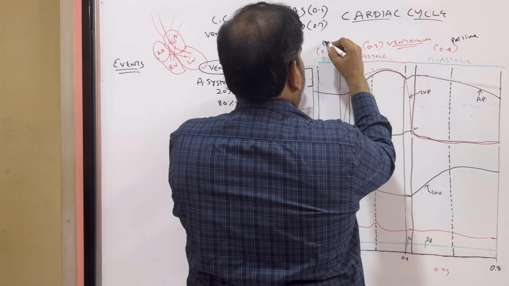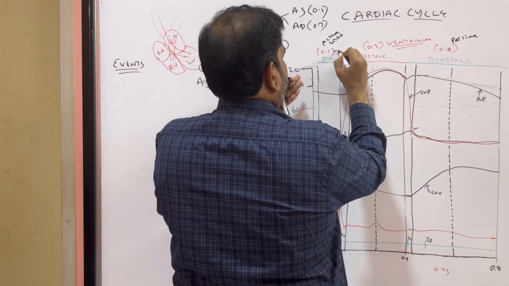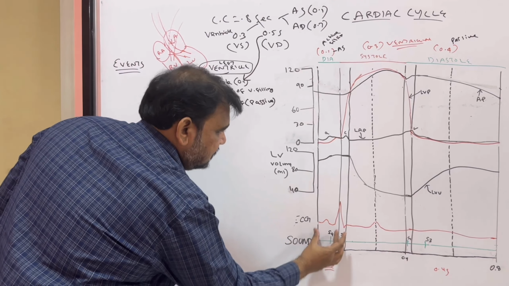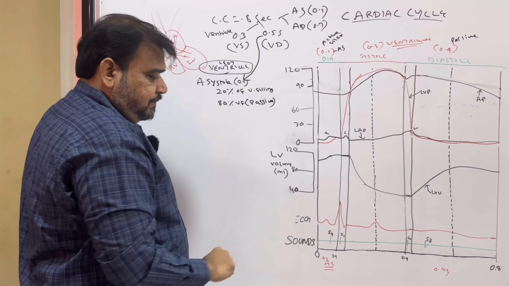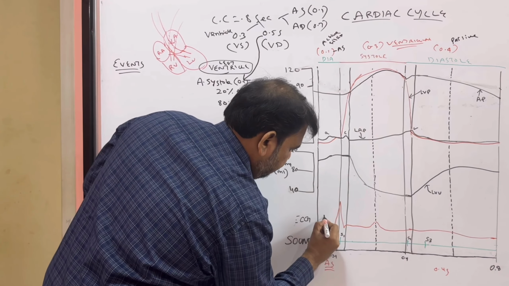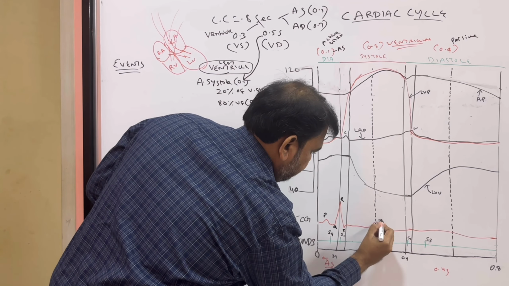This 0.1 is active filling and this 0.1 is atrial systole. That's what I want to explain. Now concentrate on this diagram, concentrate on this alone. This is the ECG. We all know the P wave, Q, R, S, T wave.